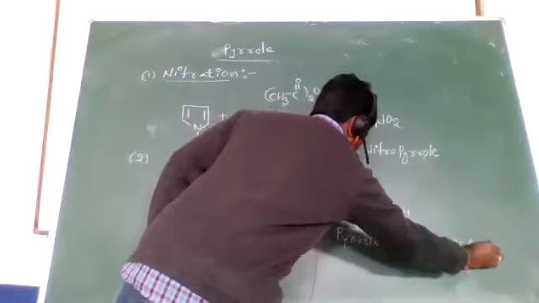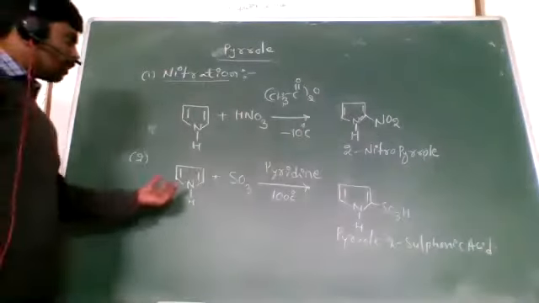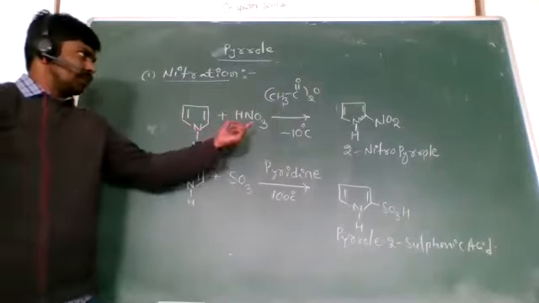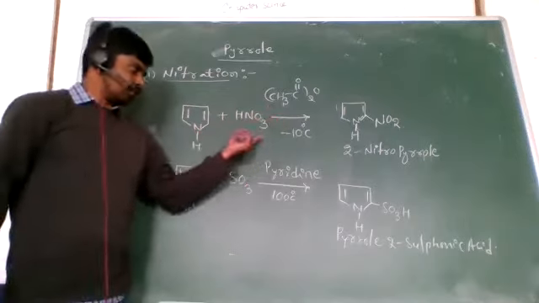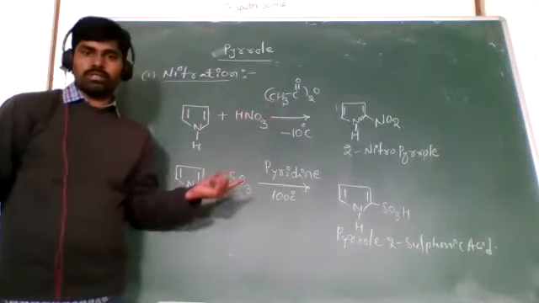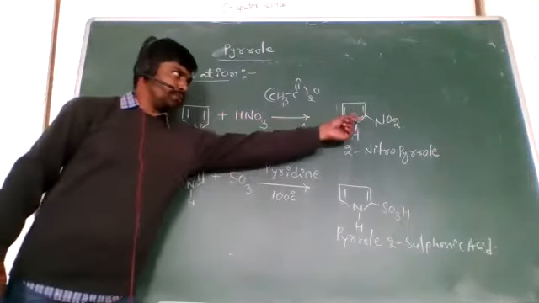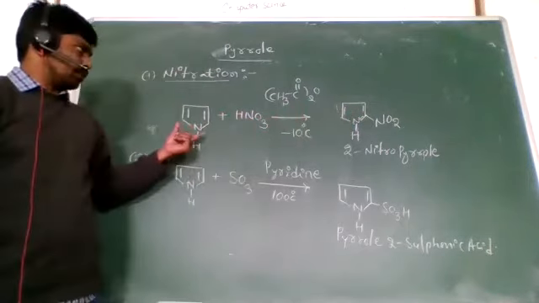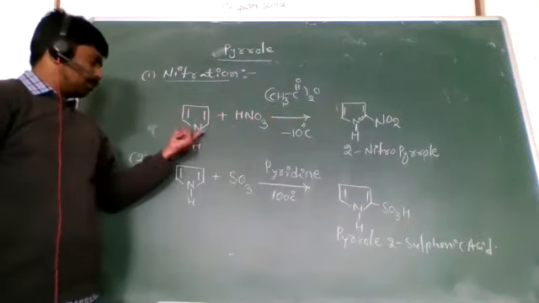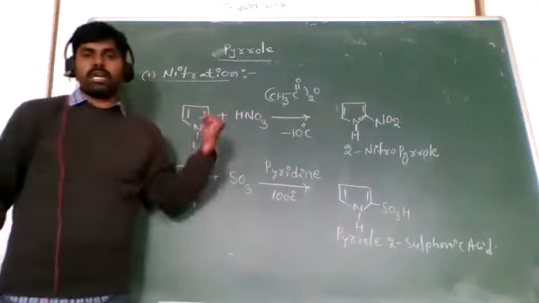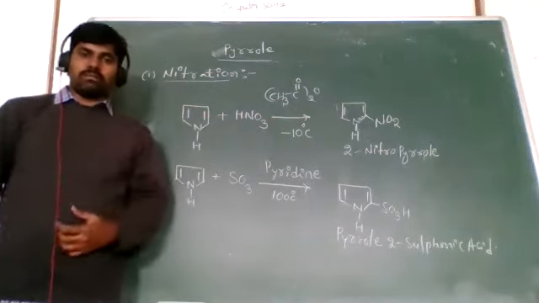We get pyrrole 2-sulfonic acid. So the nitration and sulfonation both are electrophilic substitution reactions. The nitro group substitutes at the second position. Already it is discussed that in the heterocyclic compounds pyrrole, furan, thiophene, the electrophilic substitution reaction is possible at the second position.